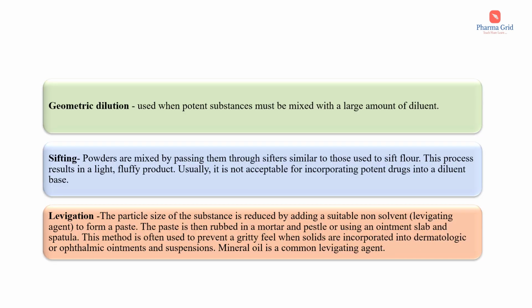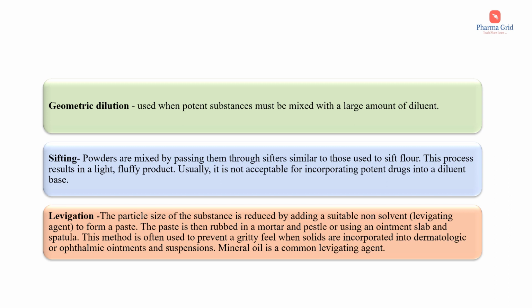Then geometric dilution. It is used when potent substances must be mixed with a large amount of diluent. Then sifting. Here the powders are mixed by passing them through sifters similar to those used to sift flour. This process results in a light, fluffy product. Usually it is not acceptable for incorporating potent drugs into a diluent base.